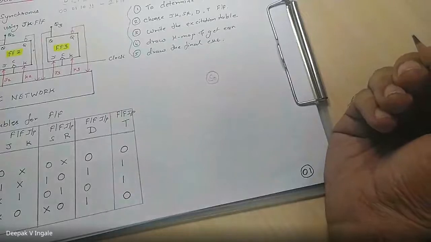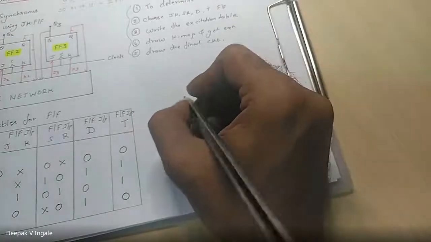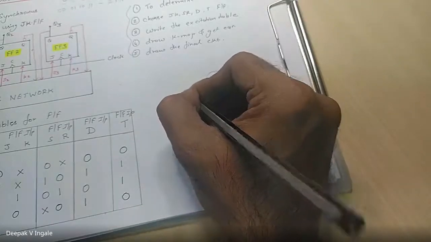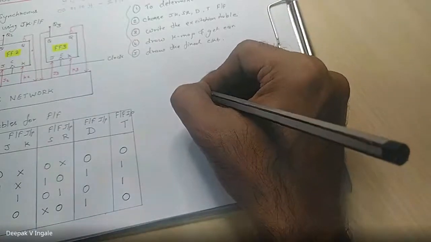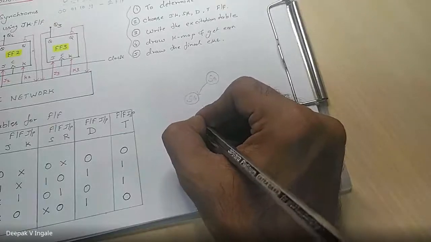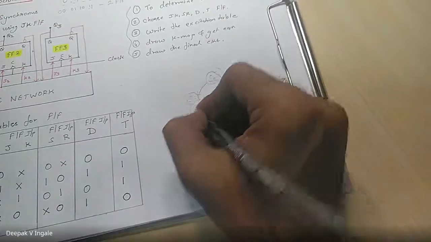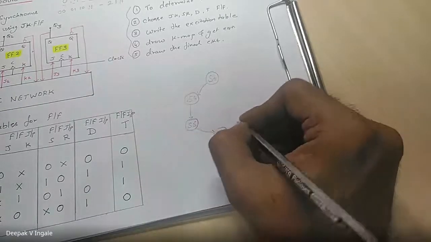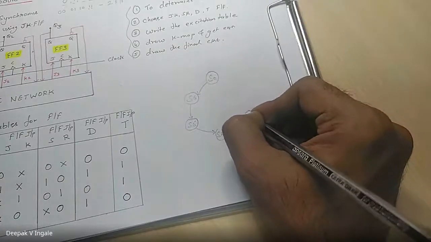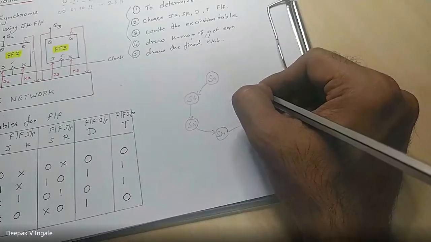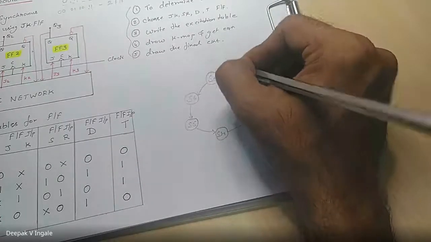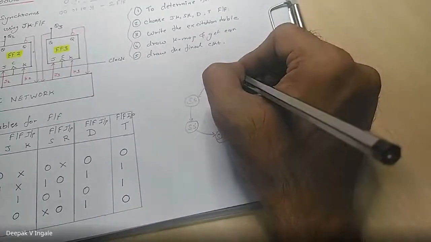Then it is a down counter, right? Next would be state S6. So from here, I would come here. From S6, I will come to S5. From S5, I'll go to S4. S4 to S3. S3 to S2. S2 to S1. And S1 to S0.